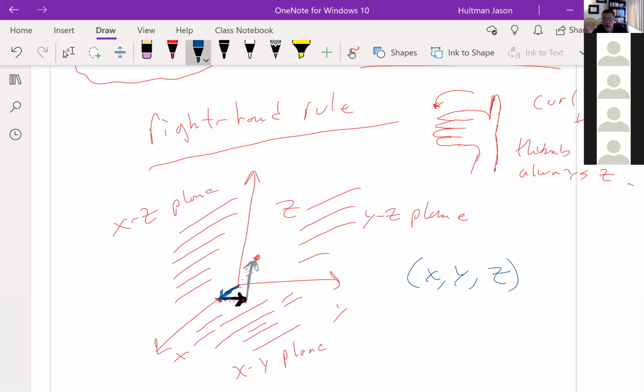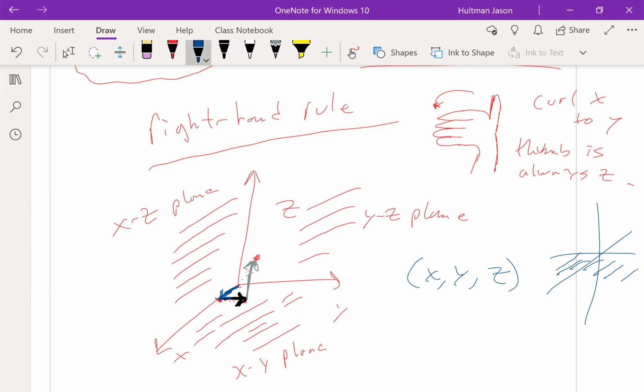Instead of having quadrants, we have something called octants because there are 8 of them now. If I look at a three-dimensional graph, there are 8 octants: 4 above the XY plane and 4 below the XY plane.